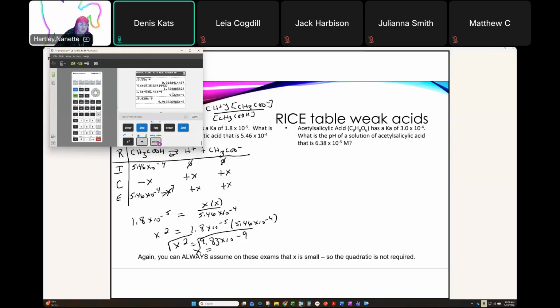I think I got a different answer for it. I did the same thing in my calculator and I got a different answer. Did you enter it exactly the same way? Yeah, I did 1.8 E to the negative 5 over 5.46 E to the negative 4. And you're not dividing, it's a multiplication. Oh, see, this is where I messed up.